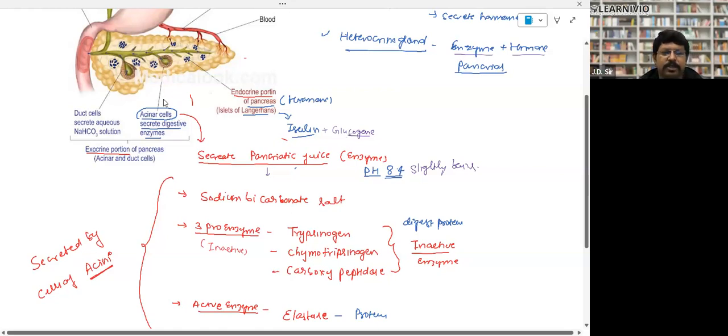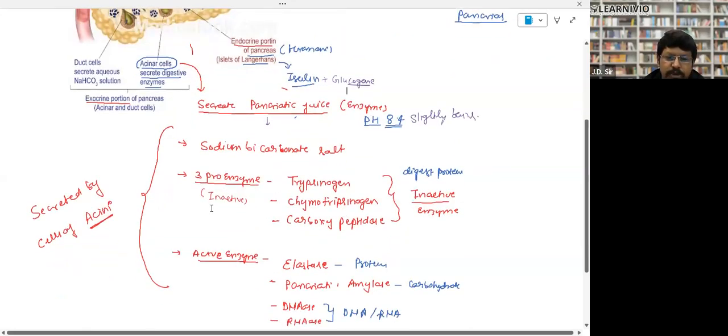And there are special cells called acinar cells or cells of acini. They secrete the digestive enzymes, called pancreatic juice. This has a pH value of 8.4, so it is slightly basic. Pancreatic juice contains sodium bicarbonate salt and three proenzymes. Proenzyme means inactive enzyme. They are trypsinogen, chymotrypsinogen, and procarboxypeptidase, and they digest protein. Proenzyme is an inactive enzyme.